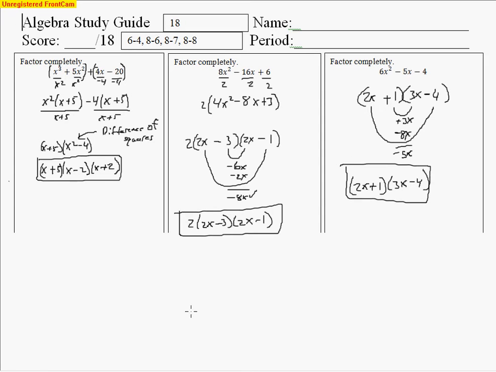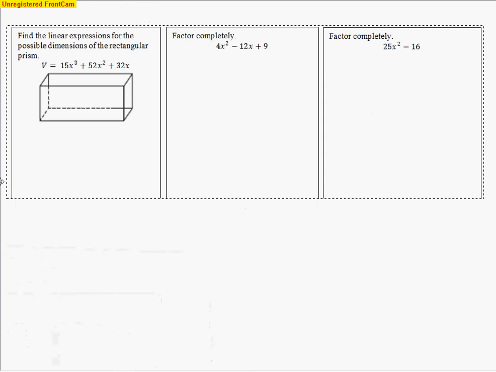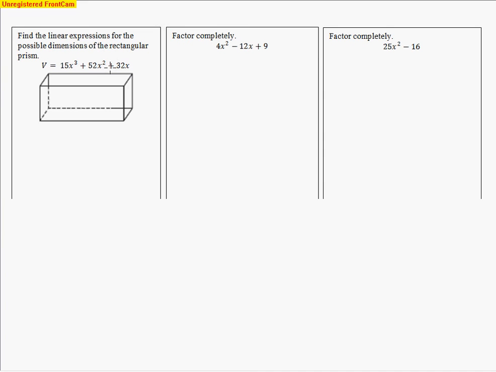So looking at the next set of problems, on this one here, we are trying to find the possible linear dimensions for the rectangular prism. So the first thing I'm going to see is a common factor. I'm going to take out that common factor of x. So when I put that on the outside of a set of parentheses, I'm left with 15x squared plus 52x plus 32. And so now I can go ahead and factor it again. No common factors here, so it's going to factor as two binomials.